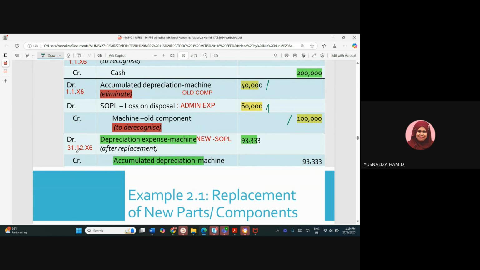By the end of the year, you have used up the machine that now has the new component inside it. So after 1 year, the machine is used up together with the new component, and therefore there will still be depreciation being charged. You have already taken into consideration that the depreciation will be different, and it was recalculated to 93,333. So that depreciation will be debited and credited to the accumulated depreciation. So that is the entry here.